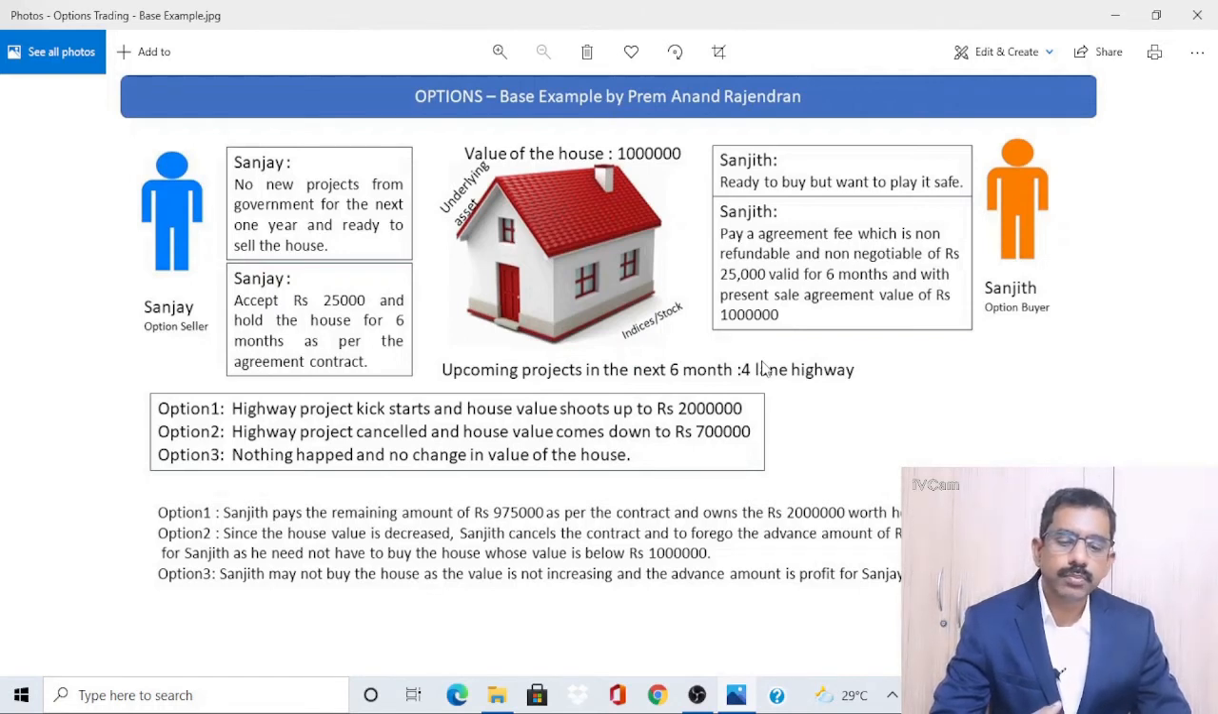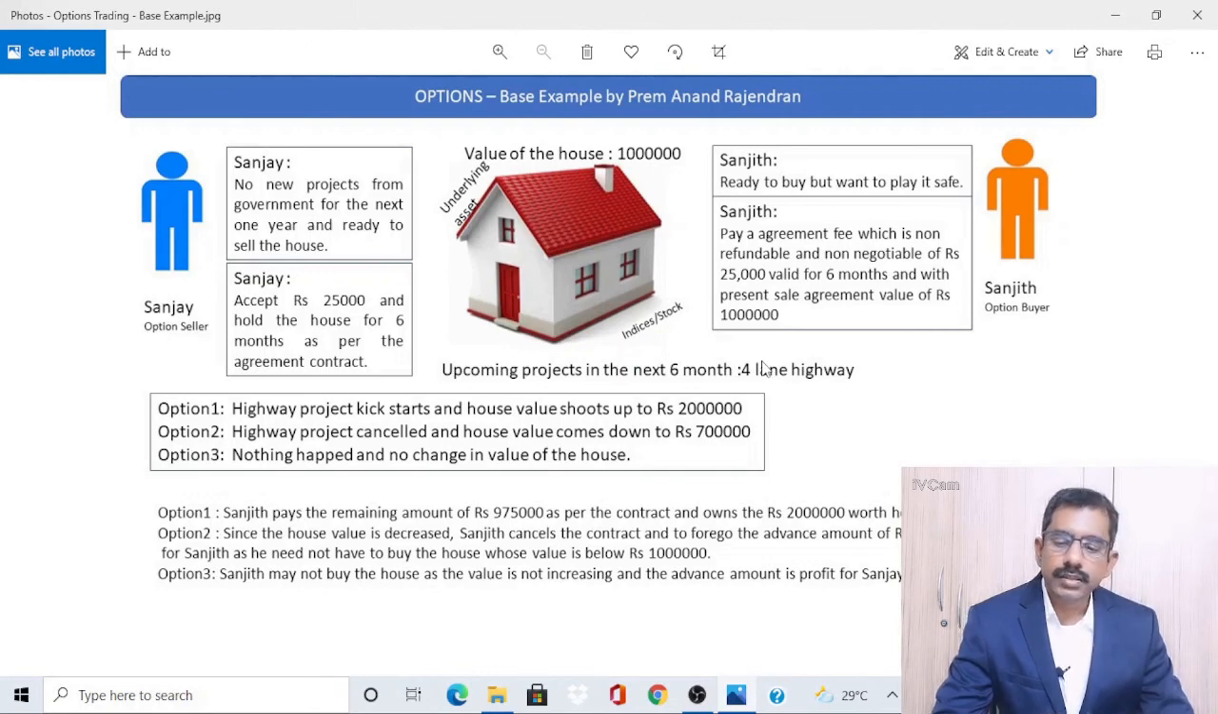So this is a profitable scenario for Sanjay. And in option 3, nothing happened and there is no change in the value of the house. In this case also, Sanjeet will not buy this house because he might look for some other property where there is a value increase. So he will not buy this house. In this case also, he will forego the rupees 25,000 he paid as part of the contract with Sanjay, and Sanjay gains rupees 25,000.